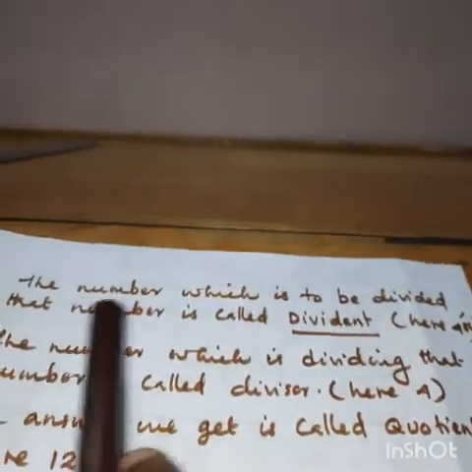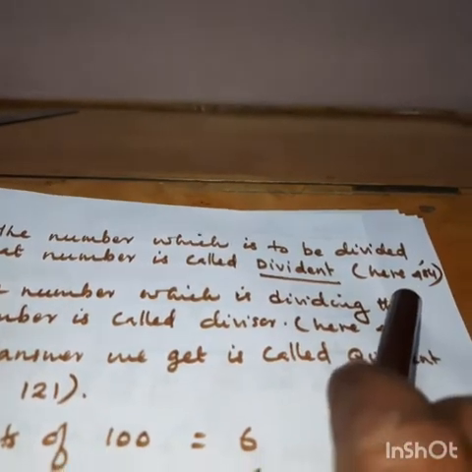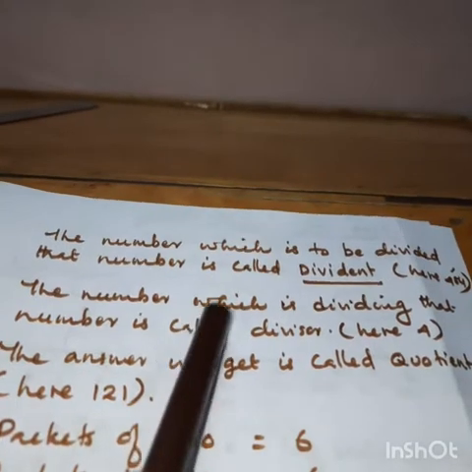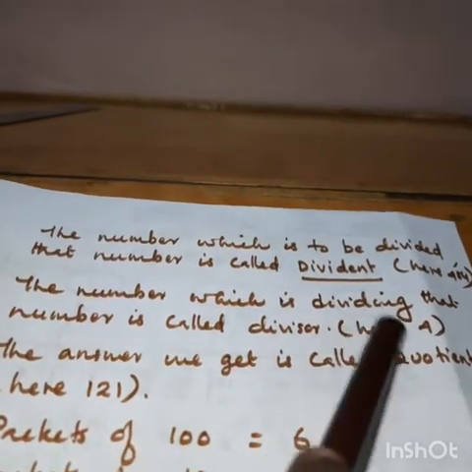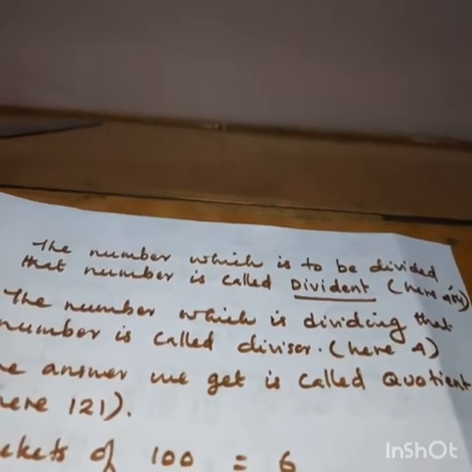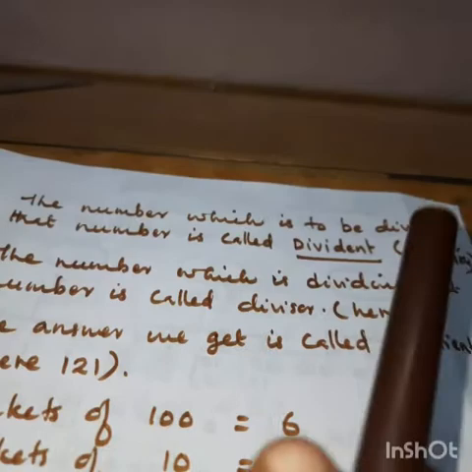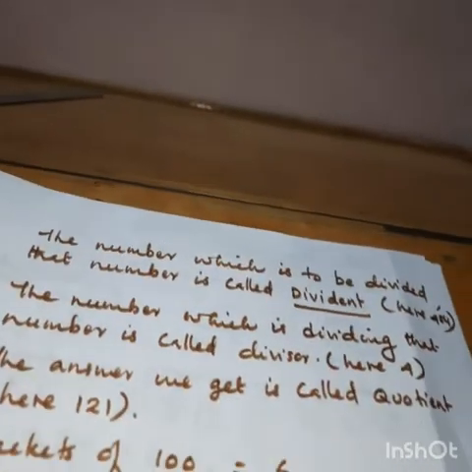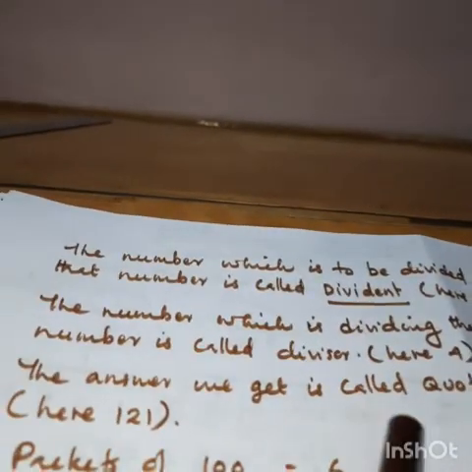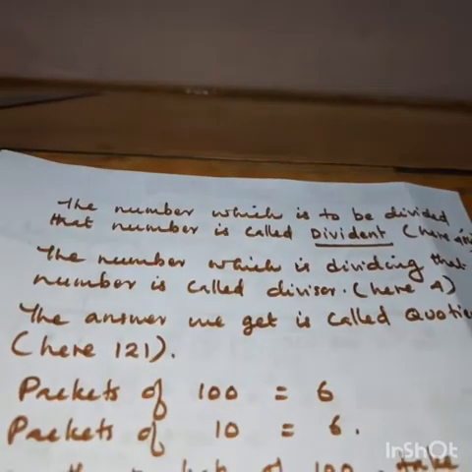The number which is to be divided is called the dividend. Here 484 is the dividend. The number which is dividing, that means the number used for division, is called the divisor, and here 4 is the divisor. The answer we get is called the quotient. That is, 121 is the quotient.